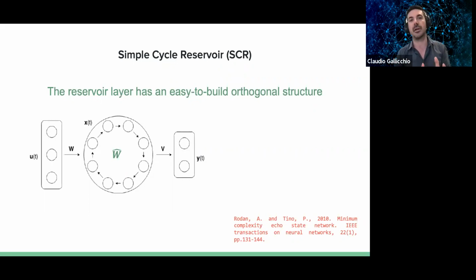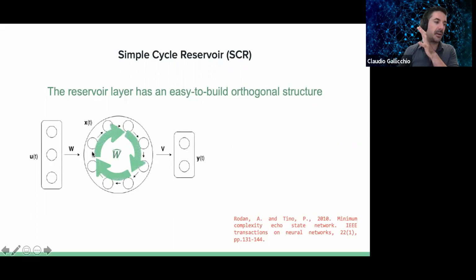And the system is actually even more simplified. So in practice here, depicted in this slide, there is one popular architecture that is called the minimum complexity Echo-state network architecture, one of the most popular in reservoir computing. In practice, it's very simple because the reservoir layer is an easy to build orthogonal structure. Easy to build because every neuron feeds only the next one in the cycle and is fed by the previous one in the cycle. So you have a cycle here.